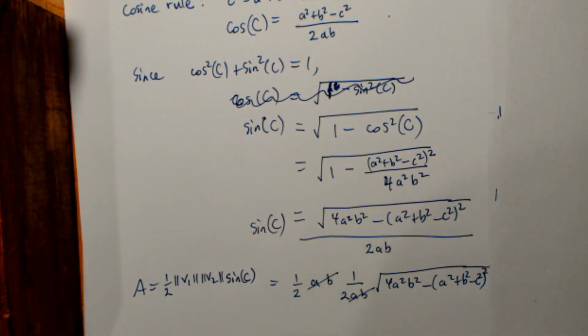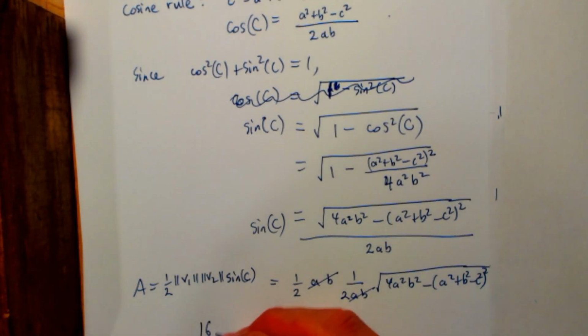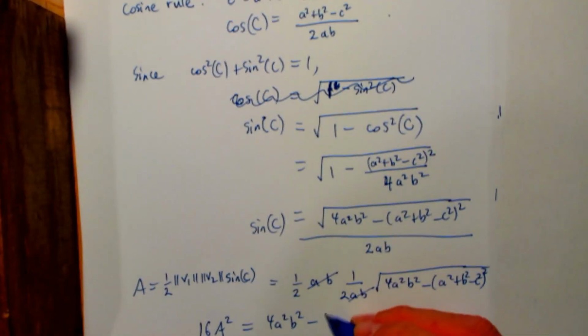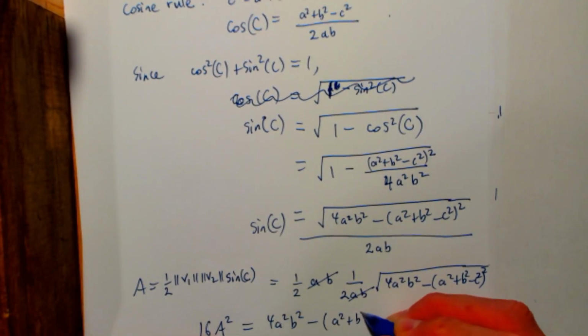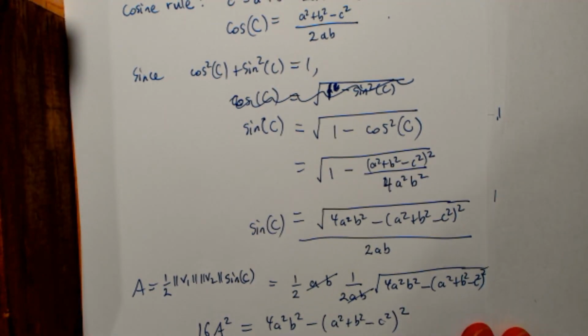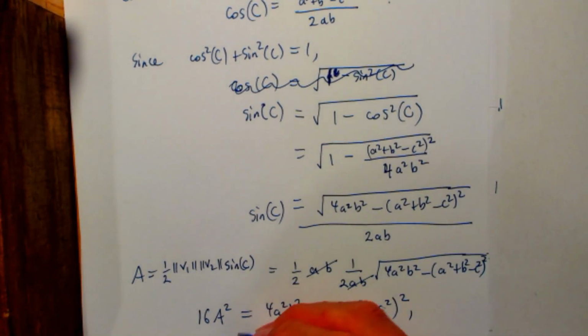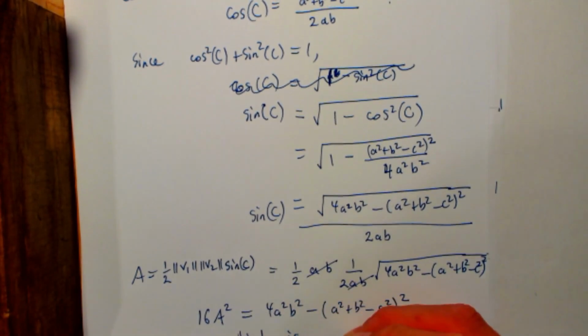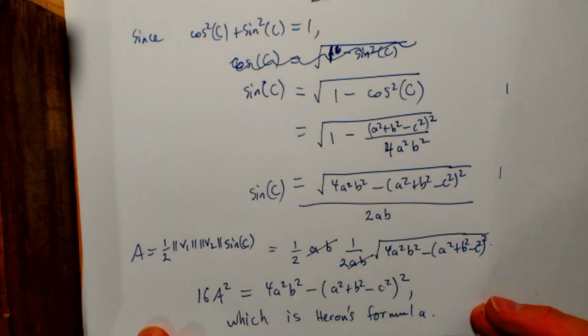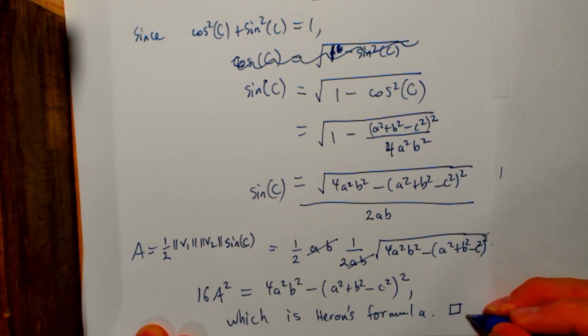Multiply the 4 on both sides and then square the result, and we get 16 a squared is 4a squared b squared minus, in brackets, a squared plus b squared minus c squared, squared, which, remember, was our second form of Heron's formula. So which is Heron's formula. Okay, and that completes the proof of Heron's formula.